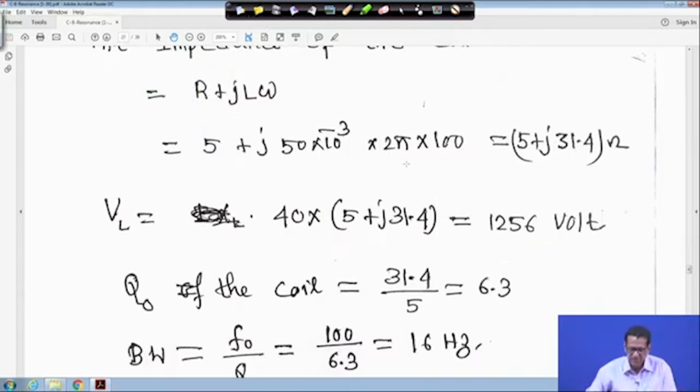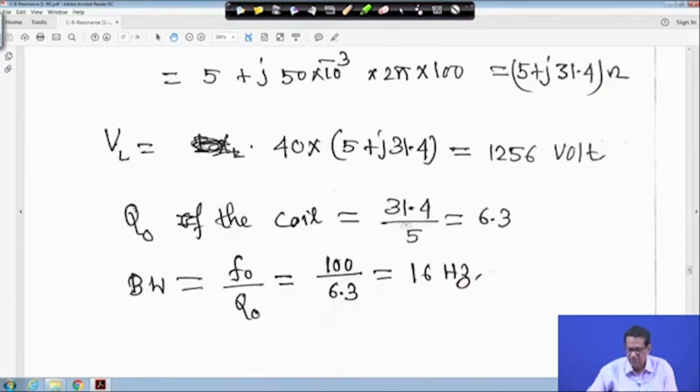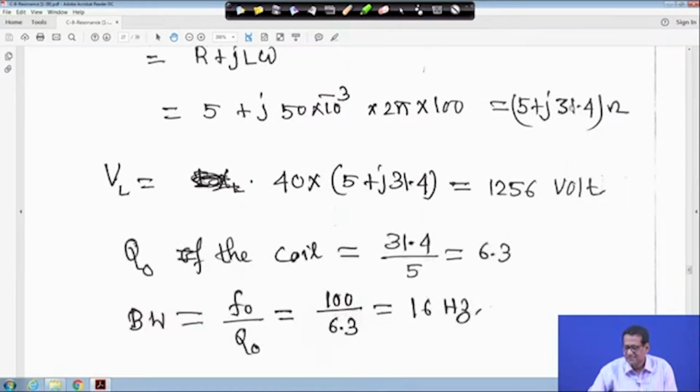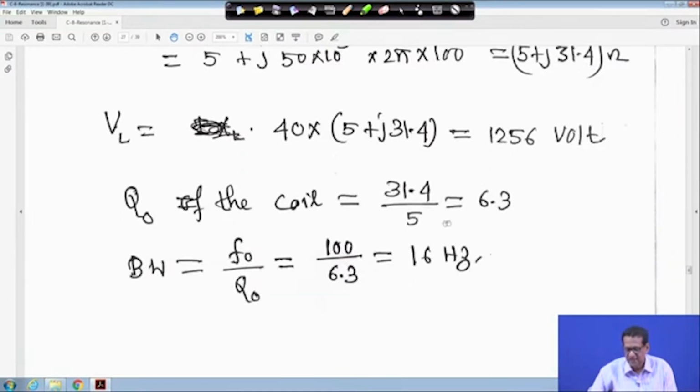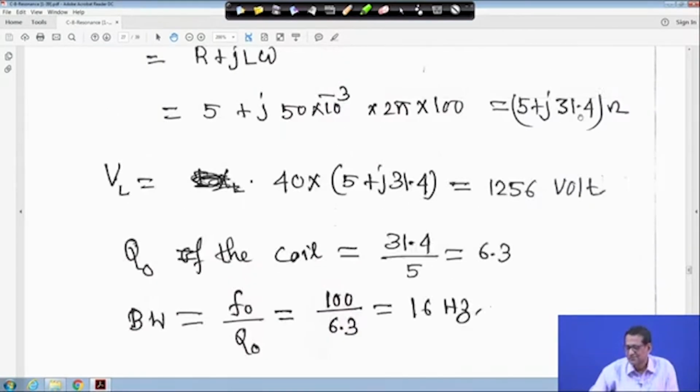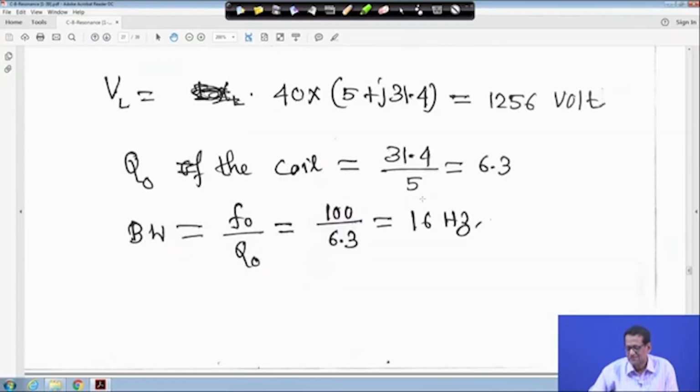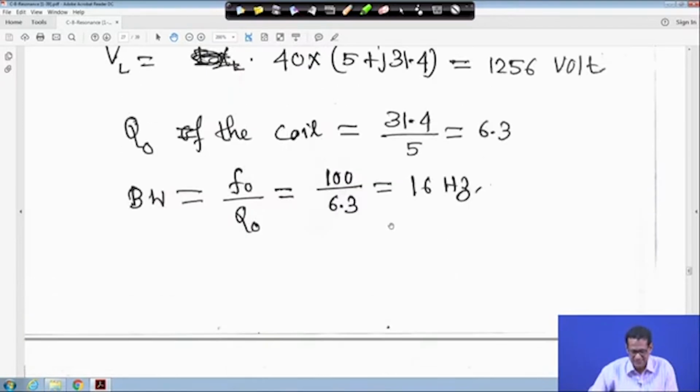So now Q of the coil will be 31.4 by 5, because XL is 31.4 and R is 5, so it is 6.3. It is basically the Q0 of the coil, which is L omega by R. L omega is 31.4 divided by R is 5, so 6.3. And bandwidth is equal to f0 upon Q0. So 100 upon 6.3 is equal to 16 Hz, right. So this is the simple thing.